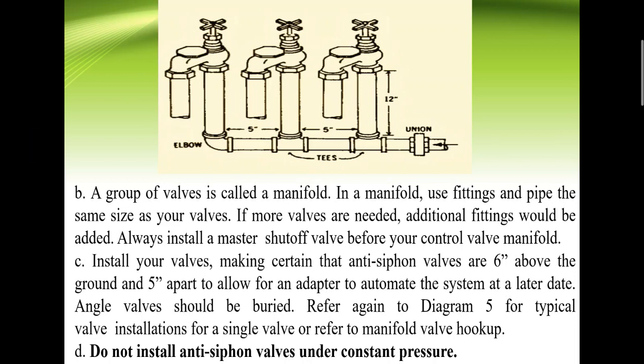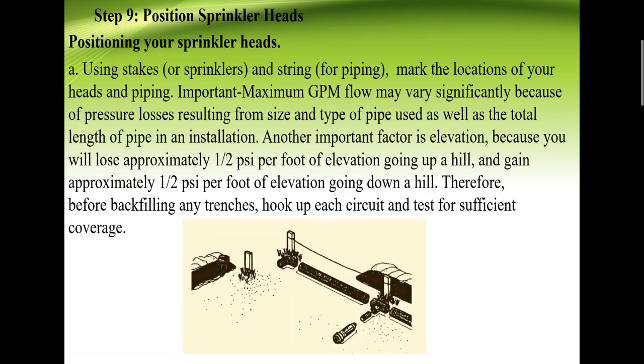In step 9, positioning your sprinkler heads. Using stakes and strings, mark the location of your heads and piping. Important: maximum GPM flow may vary significantly because of pressure losses resulting from size and type of pipe used as well as total length of pipe in an installation.